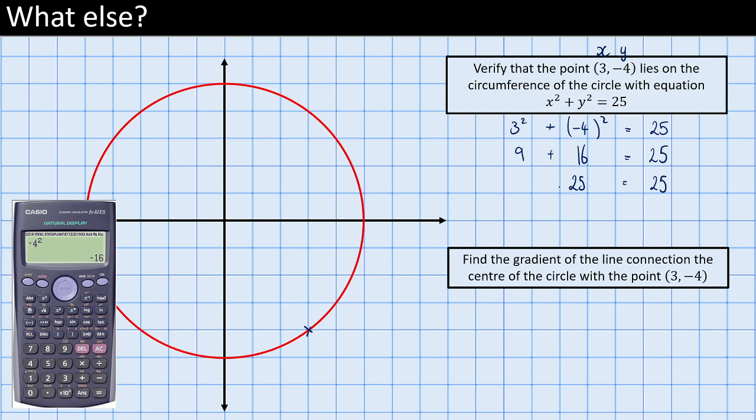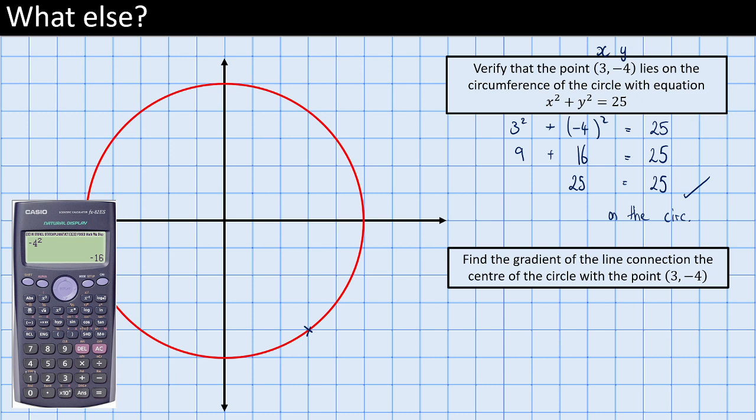If I had 24 equals 25, that means that I'm somewhere inside the circle because I'm less than the radius. If I had 26 is 25, then I'd be outside of my circle because I am bigger than the radius of the circle. So this one is good. It is on the circumference. I'm just going to put circ to be a little bit lazy. Not bad lazy, though. Just good lazy.